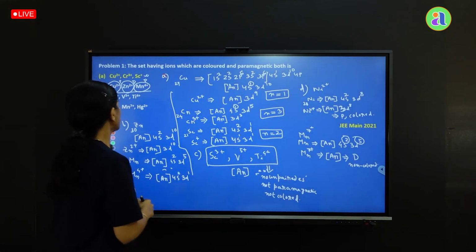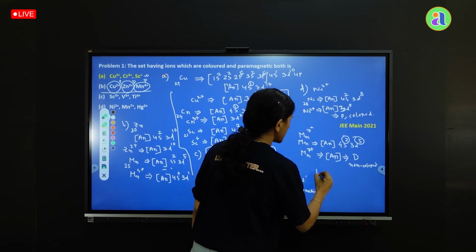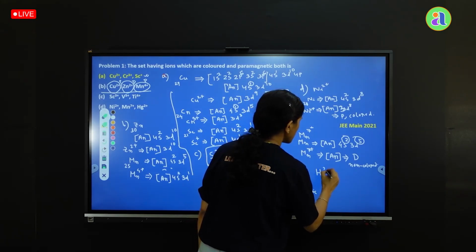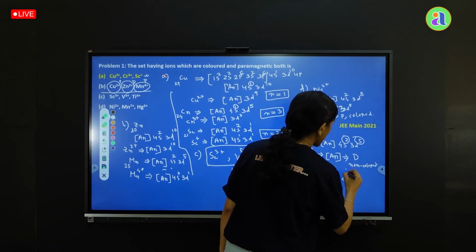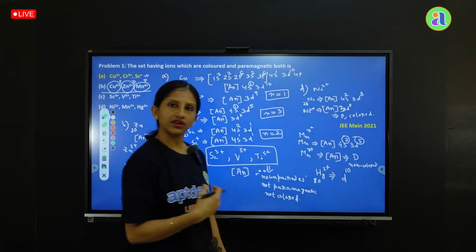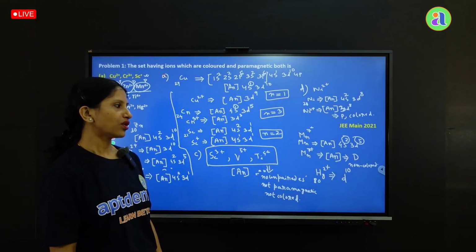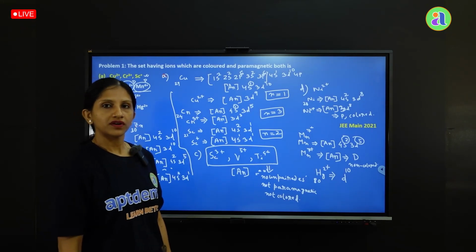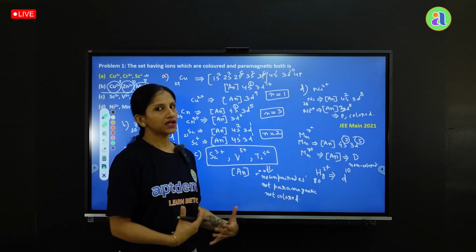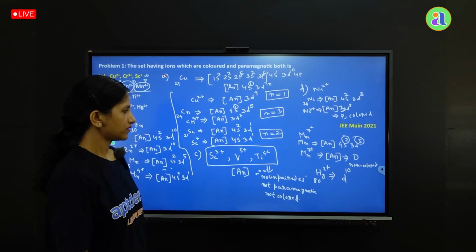Okay, and the final one is for the Ag 2 plus. So Ag is having the atomic number of 47, and if you check, you will end up with the fact that it will have d9 electronic configuration. So it will have paramagnetism because of the fact that it is containing an unpaired electron.